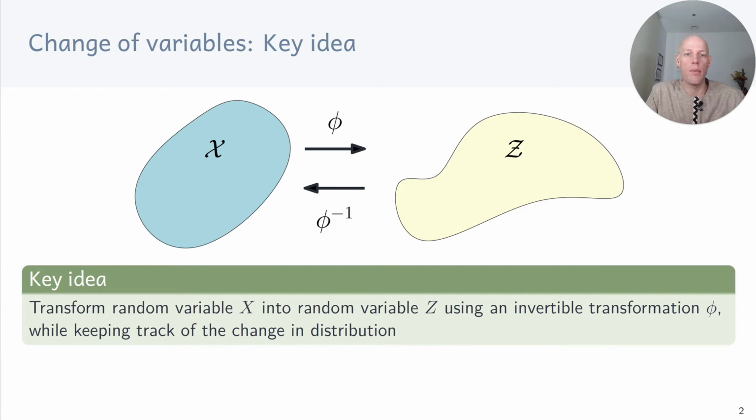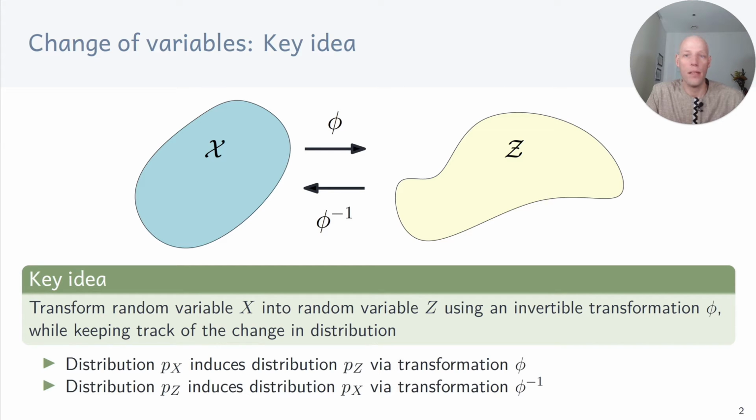The key idea behind the change of variables is that we transform a random variable x into a random variable z using an invertible transformation phi while keeping track of the change in distribution. The distribution p of x induces a distribution p of z via phi, and the distribution p of z induces a distribution p of x via phi inverse.